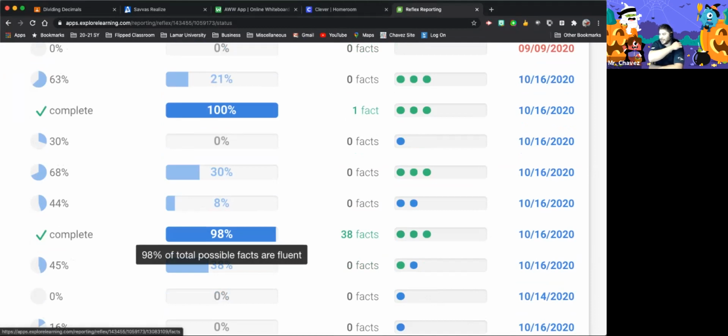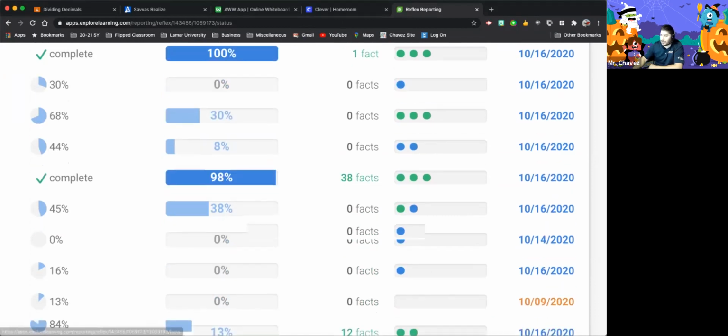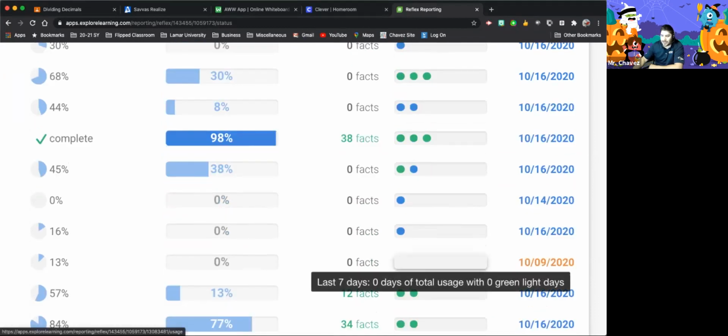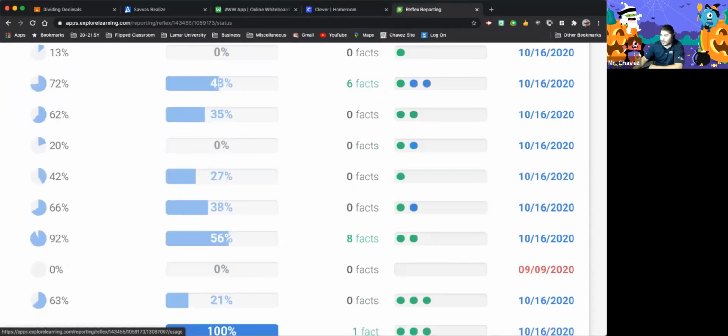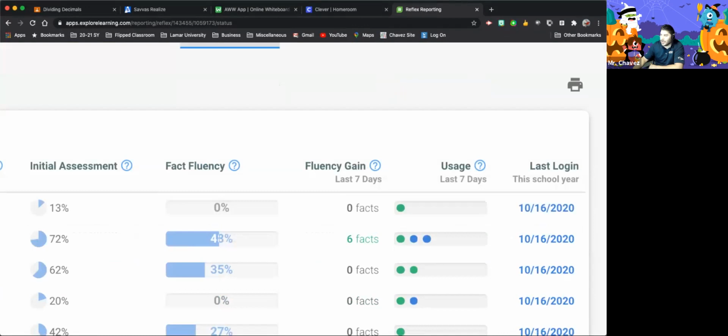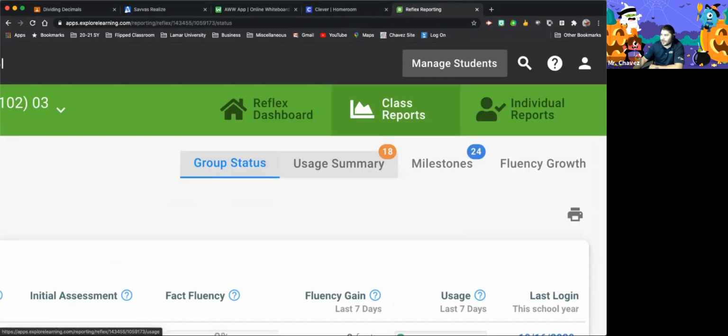We need to get that number increased big time. You see how some of us still have no dots. That's not good. We've got to up our usage on here. That's why I'm telling you every day, be sure you're going on to Reflex.